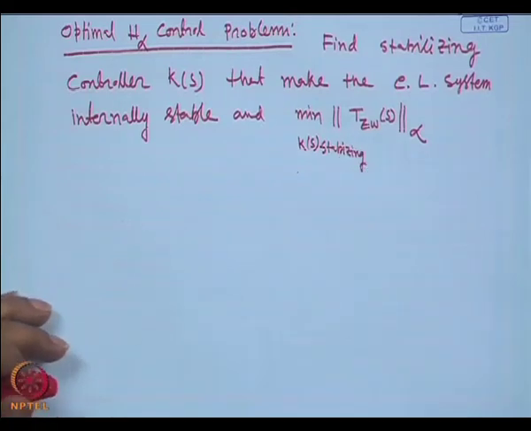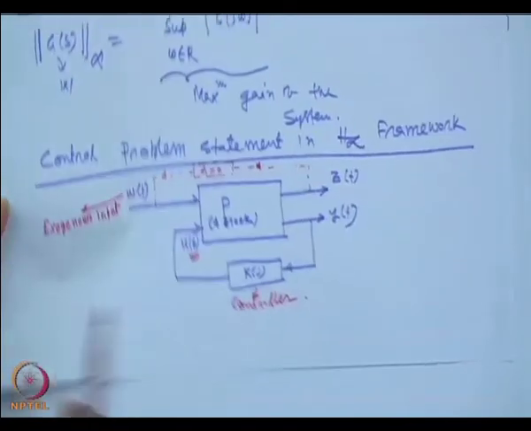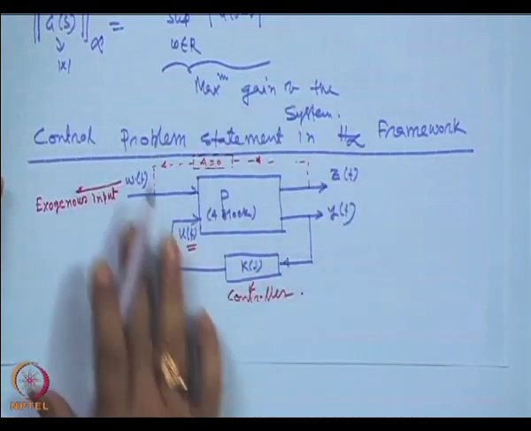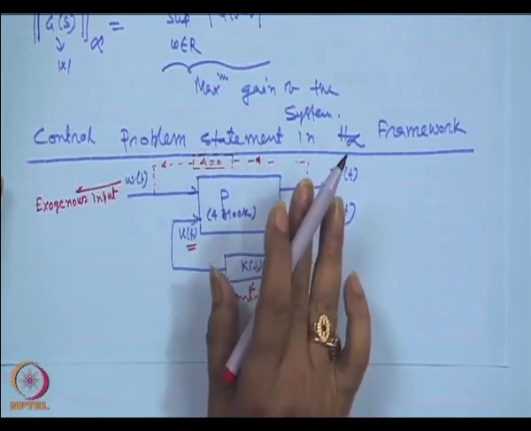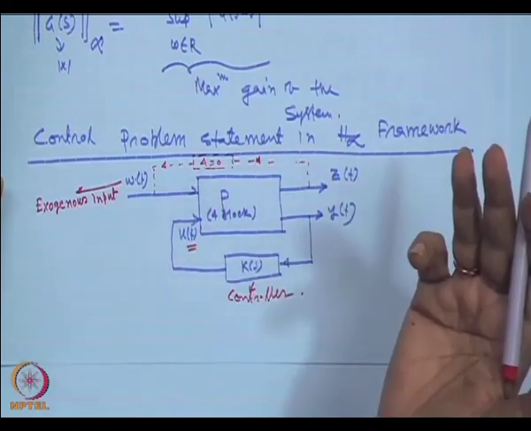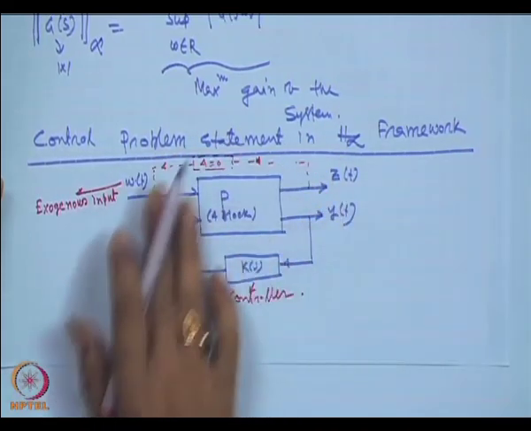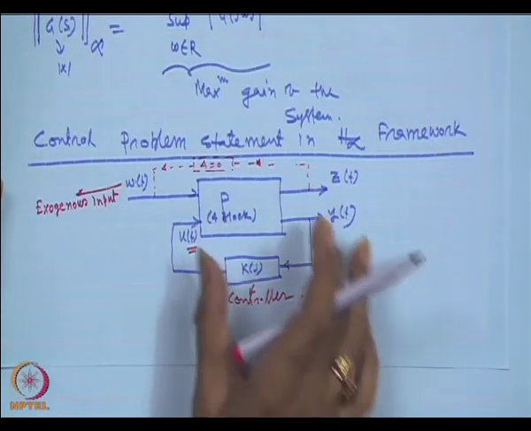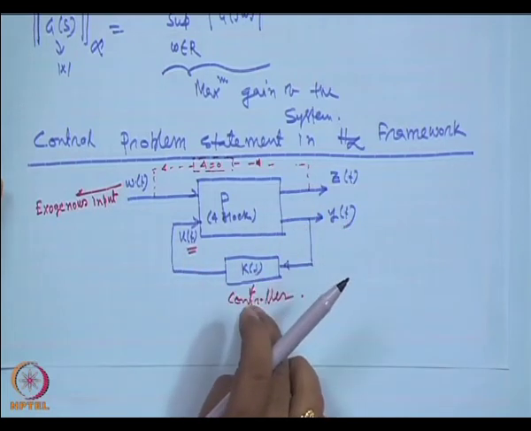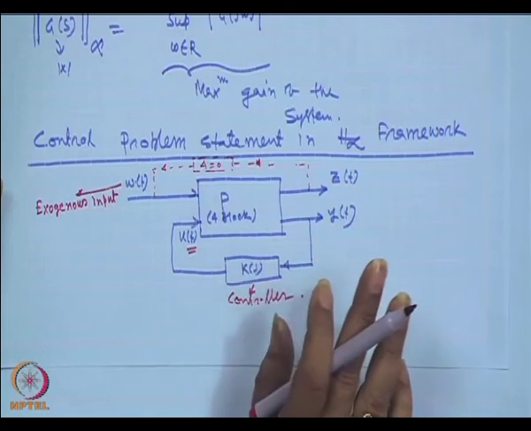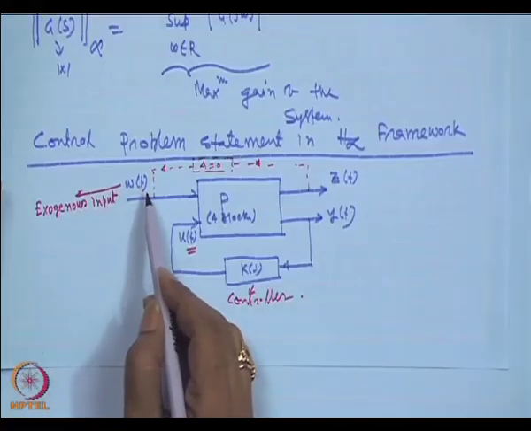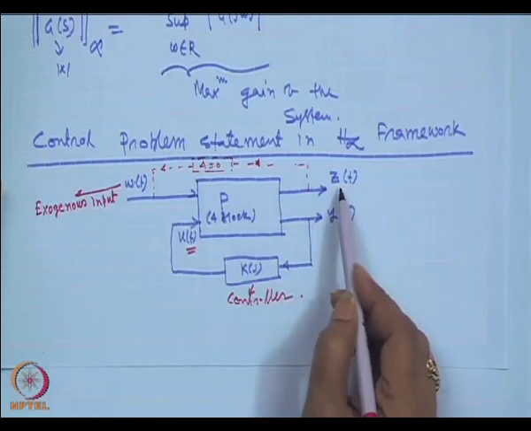So, what does it mean? According to this 4 block representation, we are going to design a controller K of S such that the closed loop system, if it is a state space model, will be converted into what is called the 4 block representation. This is the standard form. We have to design a controller in such a way that the closed loop system is internally stable. Not only that, we want to minimize the effect of the exogenous input on the regulated output.